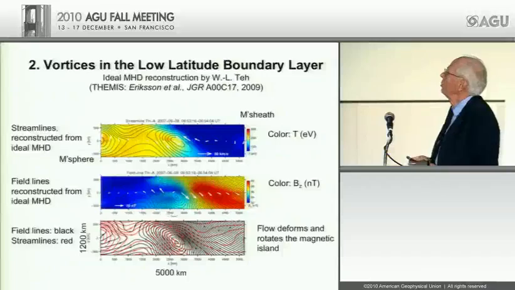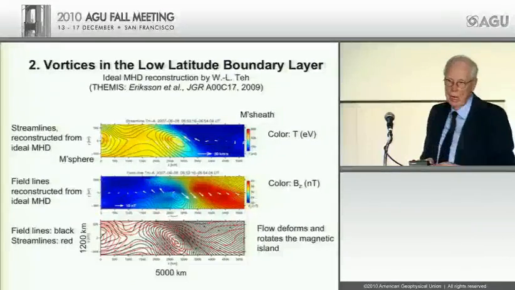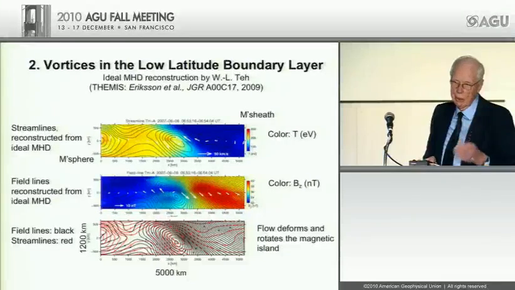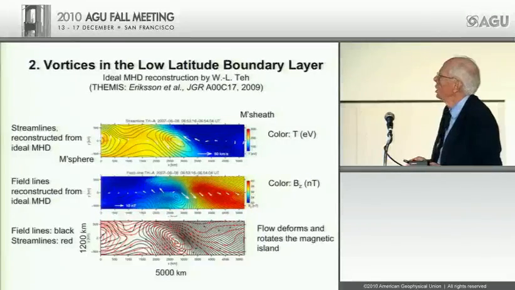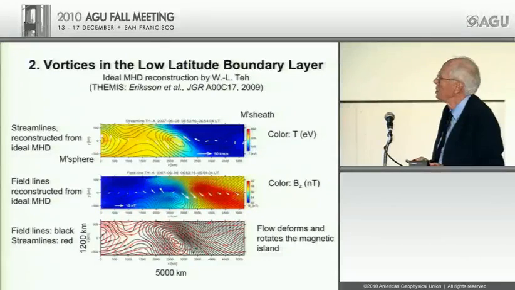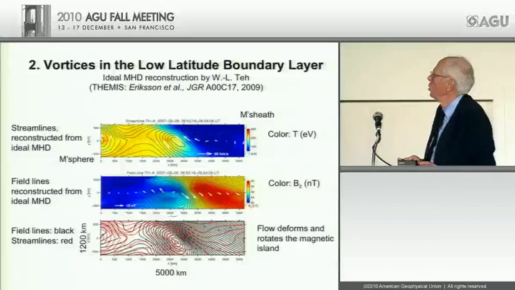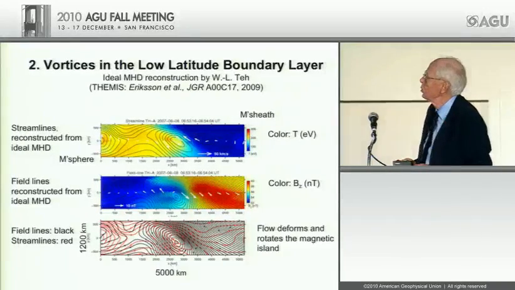Now, let's make a quick visit to the low latitude boundary layer. Since we now know how to do MHD reconstruction, we can reconstruct streamlines in the low latitude boundary layer. It's a slightly low latitude and slightly over in the afternoon. And what you see is 2 vortices.